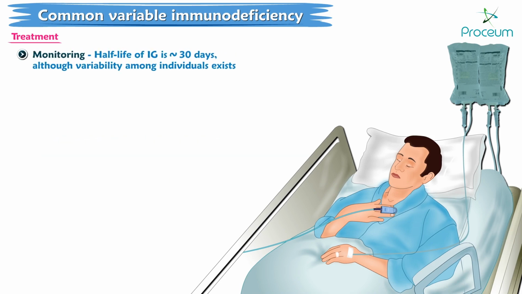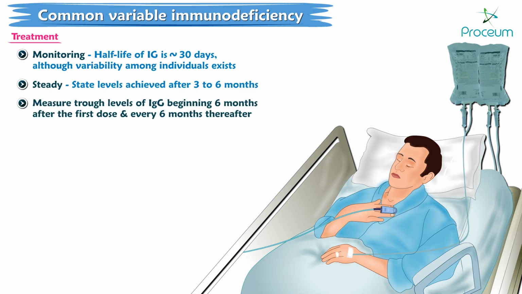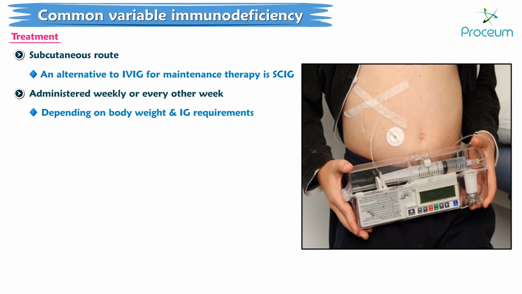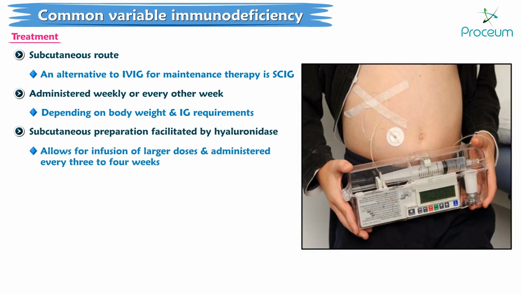The half-life of immunoglobulin is approximately 30 days, although variability among individuals exists. Steady-state levels are usually achieved after 3 to 6 months of therapy, and we measure trough levels of immunoglobulin G beginning 6 months after the first dose and every 6 months thereafter. An alternative to IVIG for maintenance therapy is SCIG. This usually is administered weekly or every other week, depending on body weight and immunoglobulin requirements. There is also a subcutaneous preparation that is facilitated by hyaluronidase, which allows for infusions of larger doses and thus can be administered every 3 to 4 weeks.